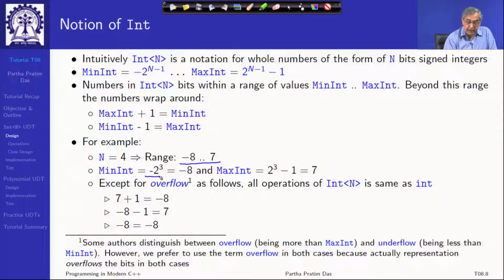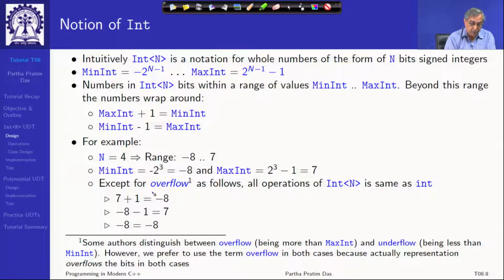This is your min int, this is your max int, and you will have these properties: if you add 1 to 7, it will become minus 8. If you subtract 1 from minus 8, the min int, it will become max int, that is 7. And if you take the negation of the min int, that is minus 8, it will be minus 8. These are the properties that you will have to ensure, keeping all your computations bounded within that.